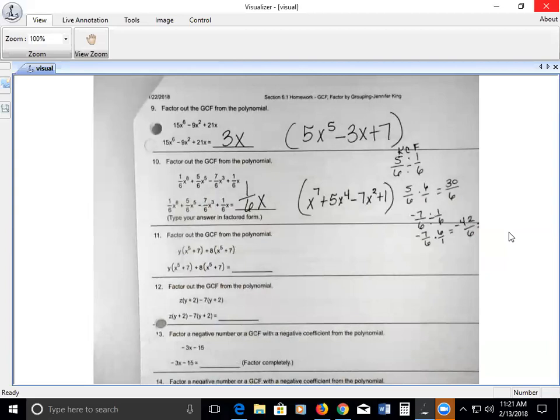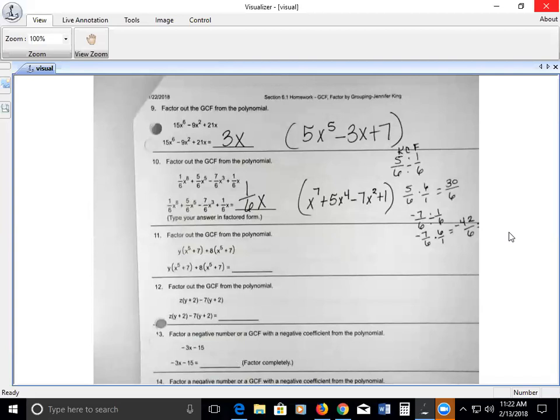All right, question 11. Factor out the GCF from the polynomial. So we have y and we have 8 as GCFs on the outside, on the outside of the parentheses. These two values, which are considered remainders, notice that they're exactly the same. X to the 5th, x to the 5th, plus 7, plus 7. Sign has to be exactly the same, and variable with exponential representation has to be exactly the same.